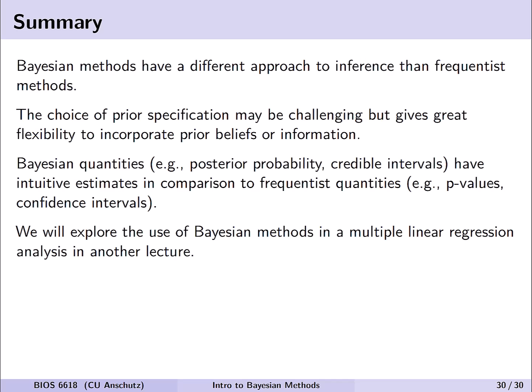Bayesian quantities like the posterior probability or credible intervals do have intuitive estimates and interpretations in comparison to frequentist quantities like p-values and confidence intervals. And as I mentioned, we will explore more specifically in later lectures the use of Bayesian methods applied to multiple linear regression, and apply some of these concepts, diagnostics, and interpretations.